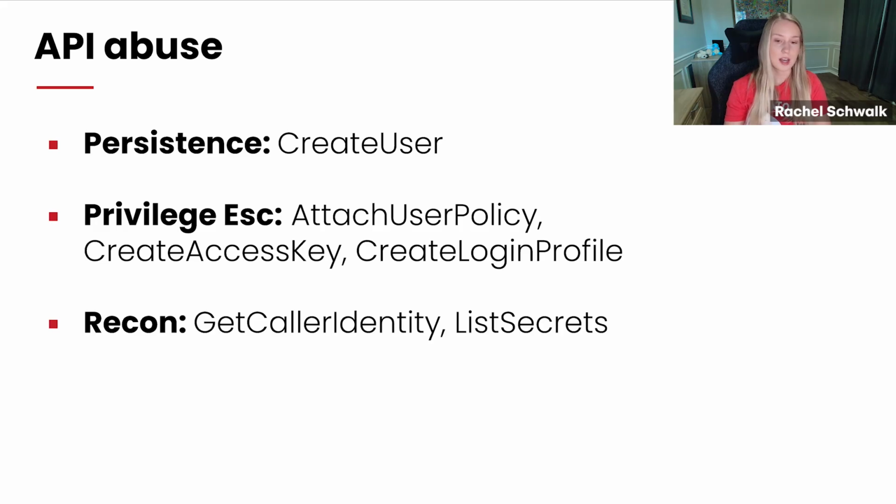They could also use create access key, which enables creating an access key ID and secret access key for another user. Create login profile is another one that would permit creating or updating a login profile, including setting passwords for an AWS console login. That will lead to direct privilege escalation. And we have also got reconnaissance commands. Get caller identity is the who am I of the cloud environment. List secrets is another common one that will be abused, and that will list the secrets stored by the secrets manager in the AWS account.